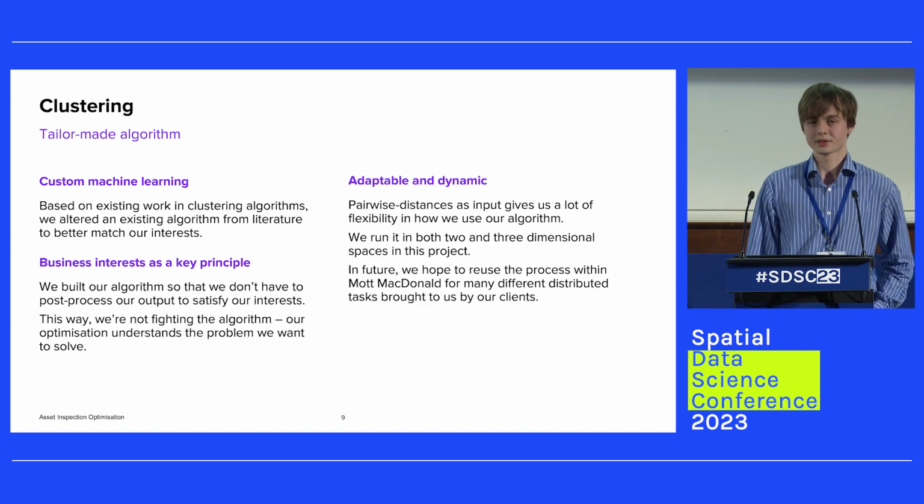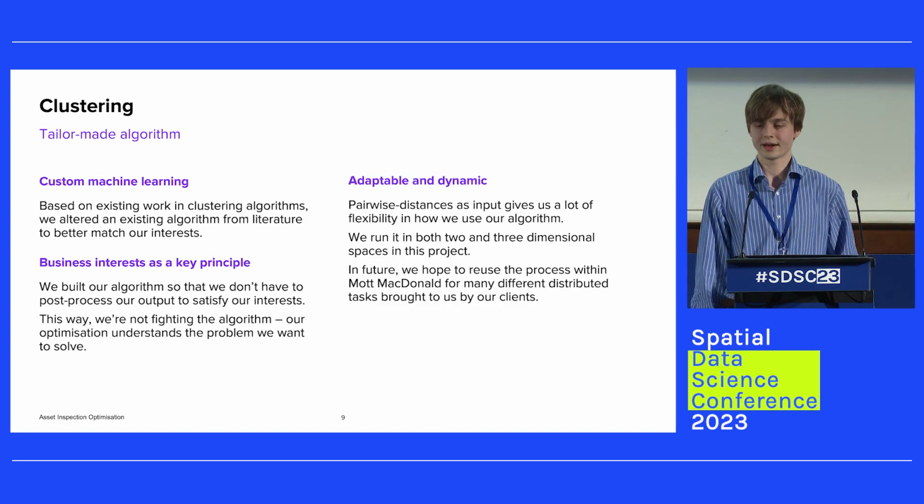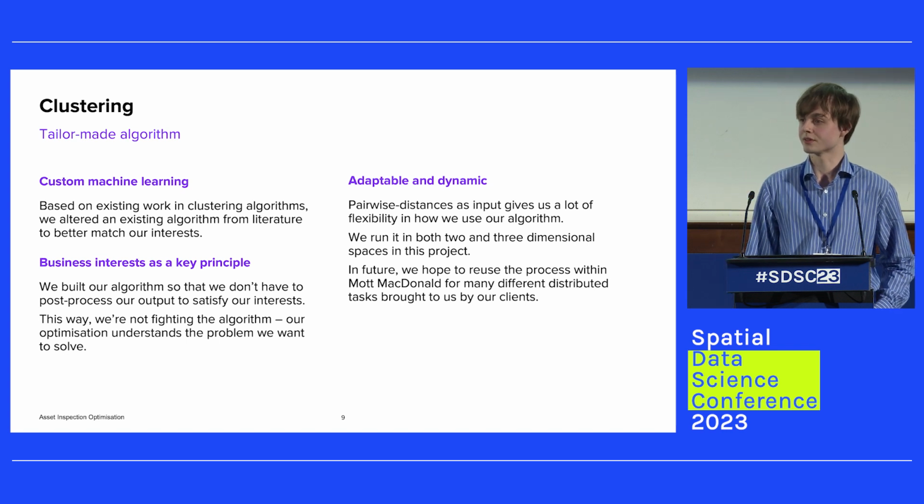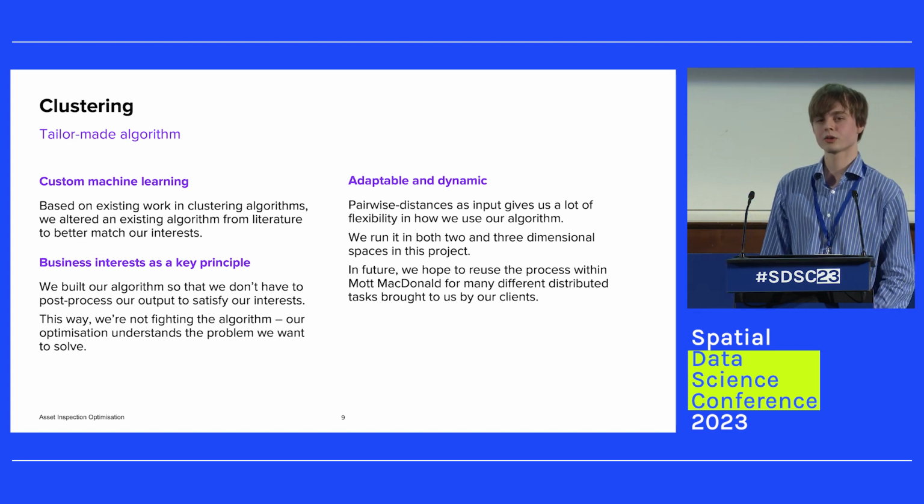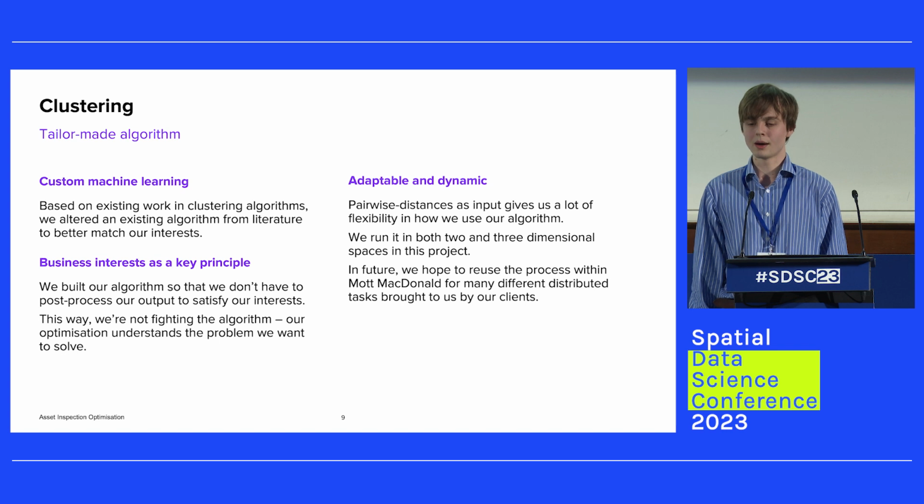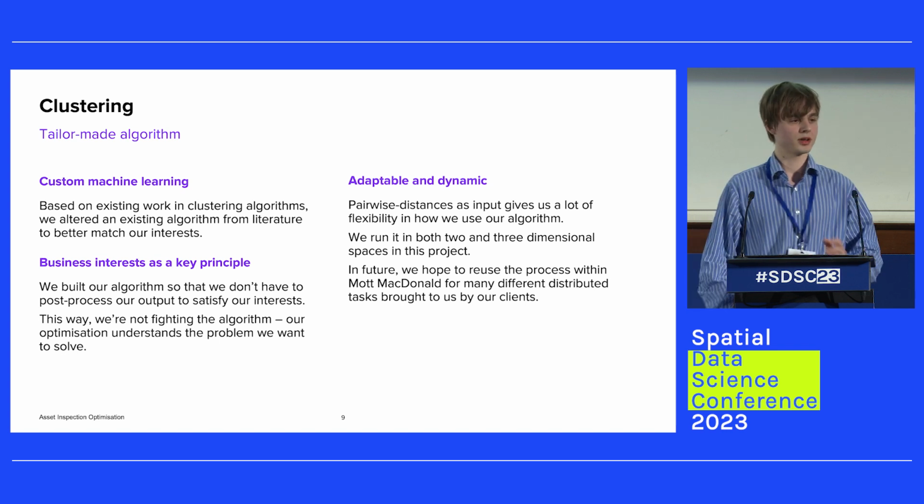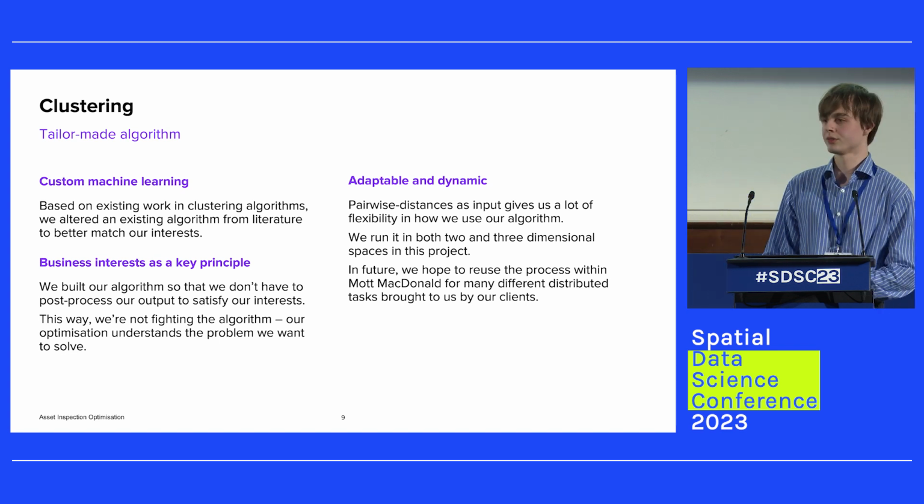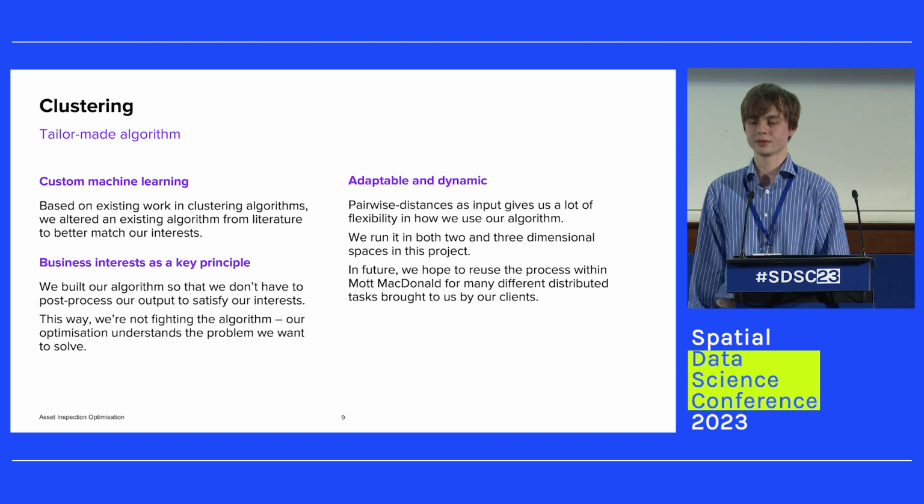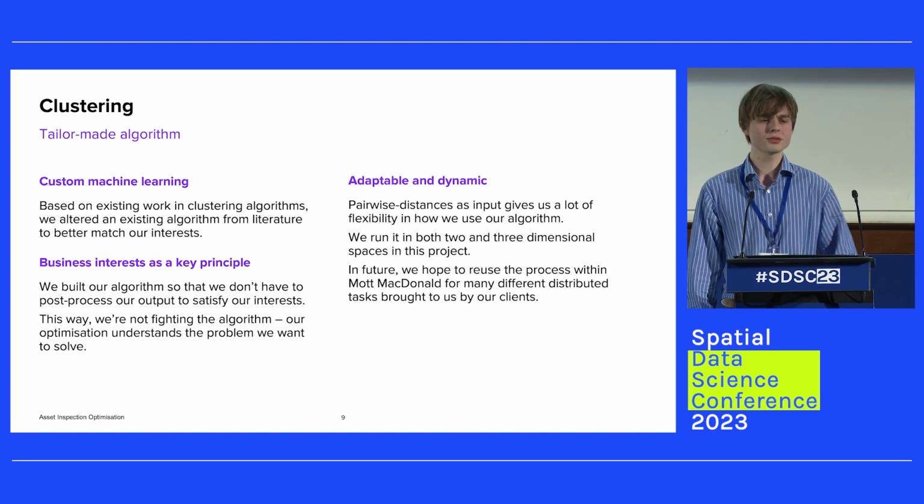So how do we do this clustering? We actually have a bespoke machine learning algorithm to do this. It's based on existing work using hierarchical or agglomerative clustering. But we built this workday length and this road network alignment into the algorithm. This is really interesting, I think.